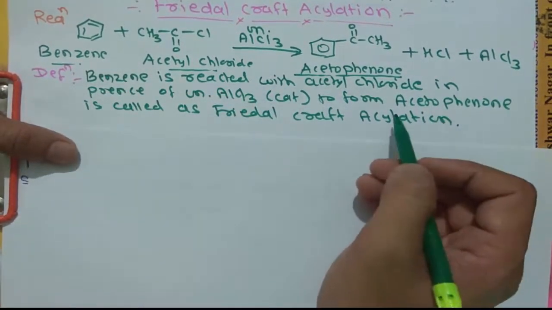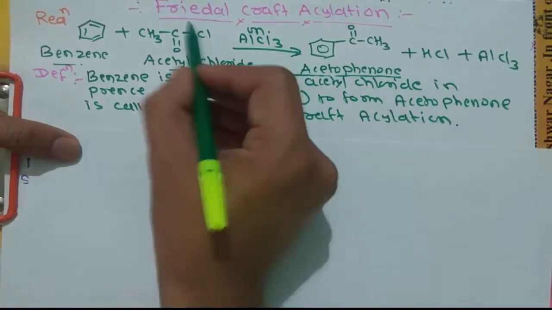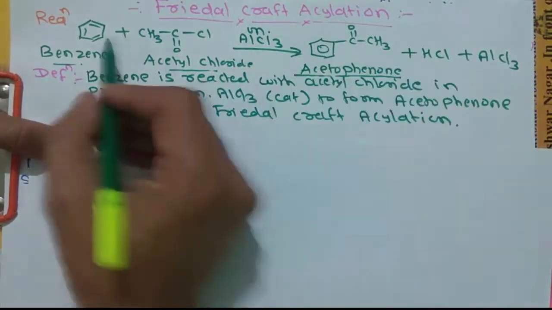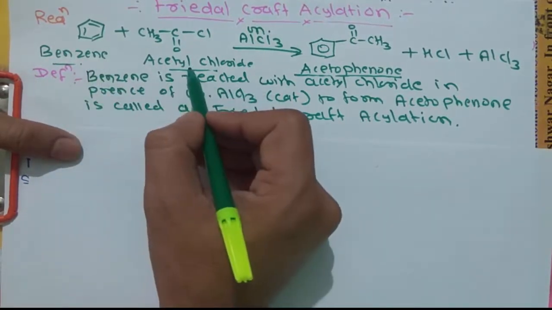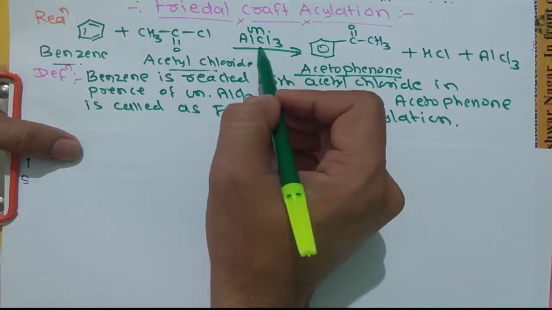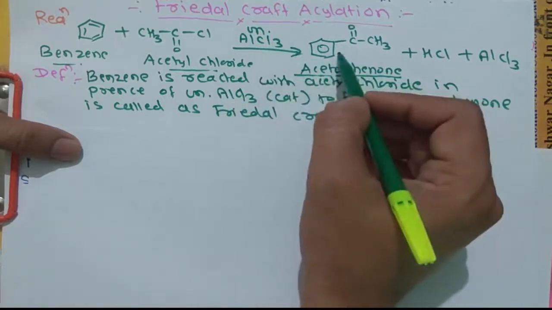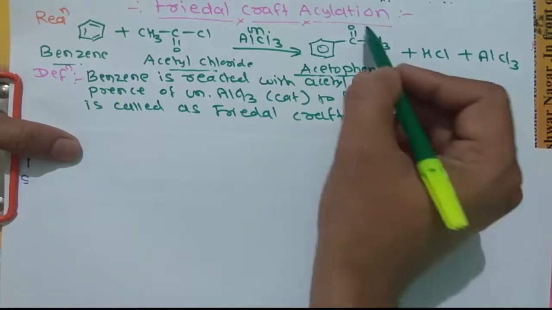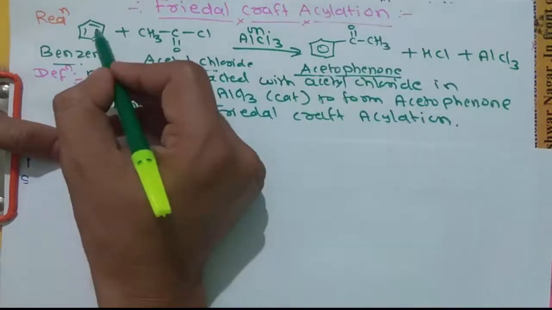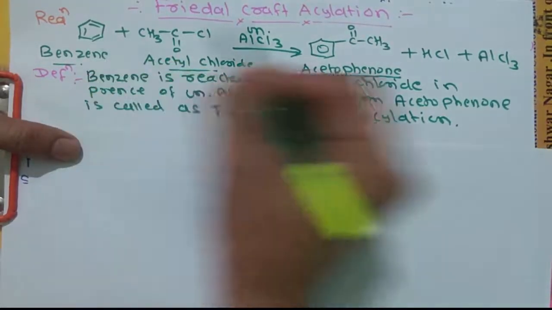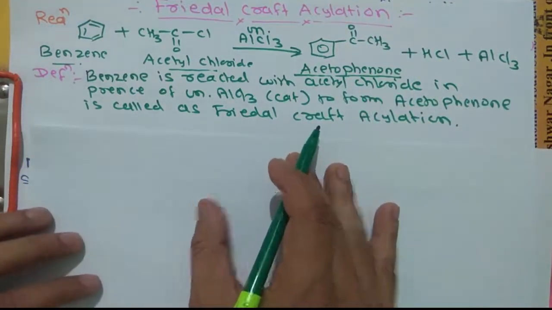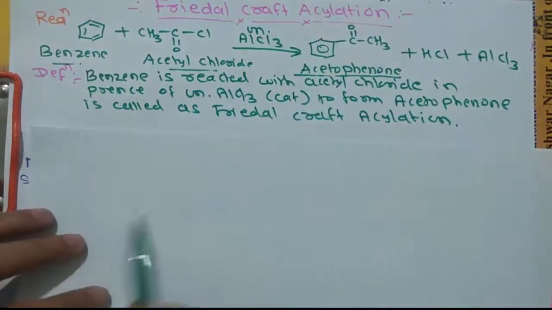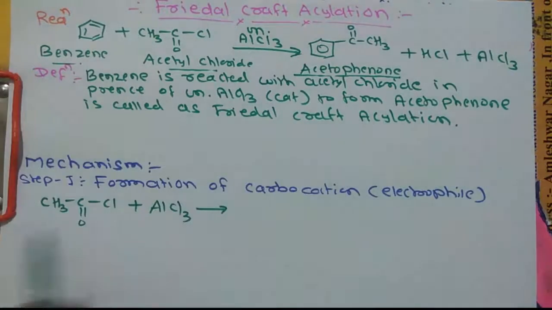I am repeating the simple reaction here again. What happens in the Friedel-Crafts acylation reaction? Benzene or an aromatic compound is reacted with acetyl chloride in the presence of anhydrous AlCl3 as a catalyst to form acetophenone. Here the acyl group is introduced on the benzene ring, which is why it is called the Friedel-Crafts acylation reaction. Then we can study the mechanism of this reaction.